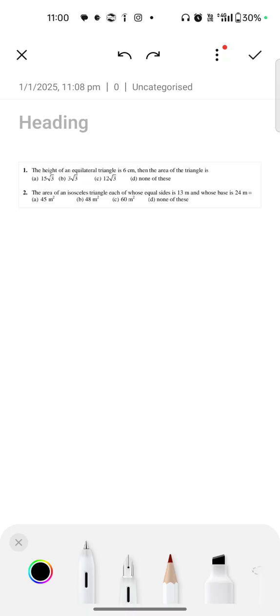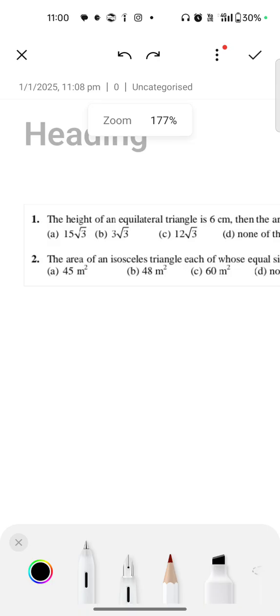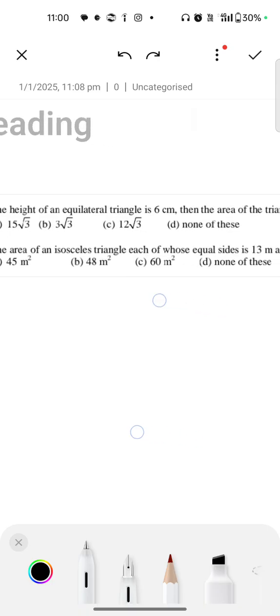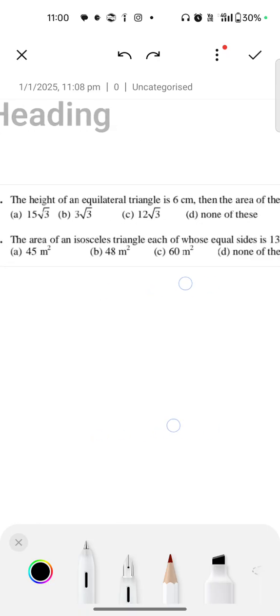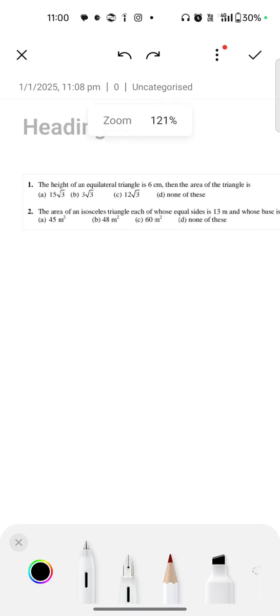One of my students of class 9 asked me this question: the height of an equilateral triangle is 6 centimeter, then the area of the triangle is, and the options are 15 root 3, 3 root 3, 12 root 3, or none of these. So I'm going to solve this question one by one here.